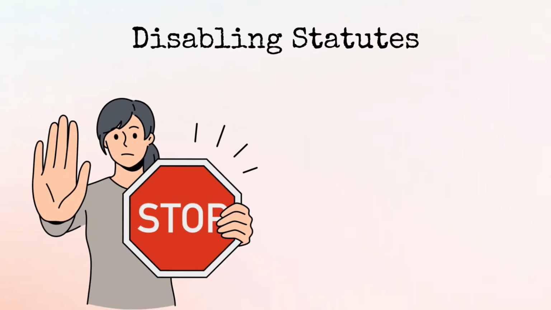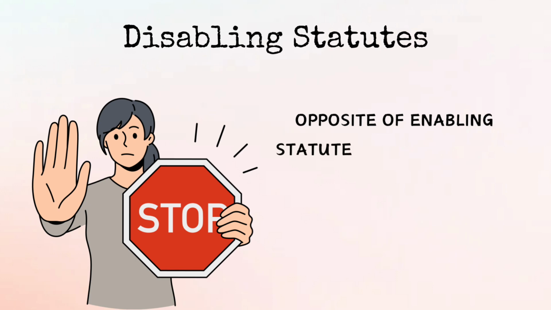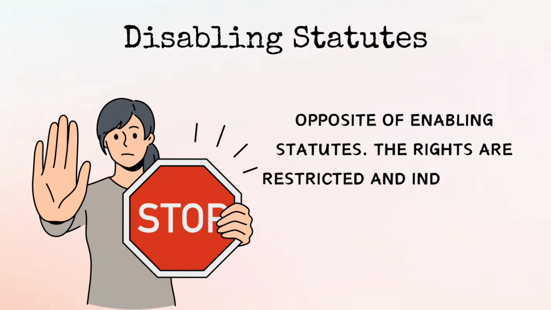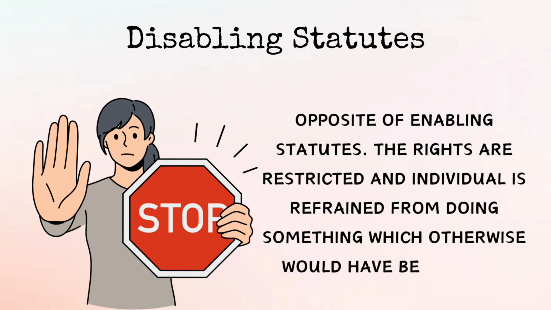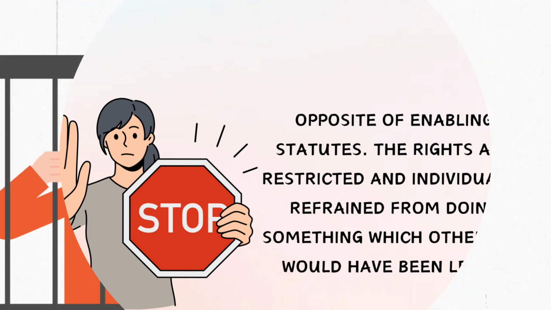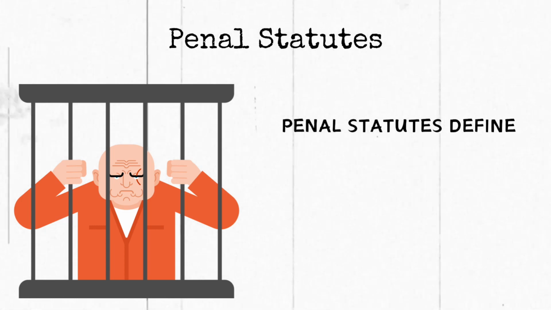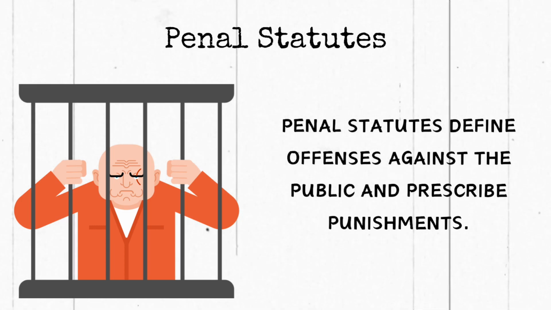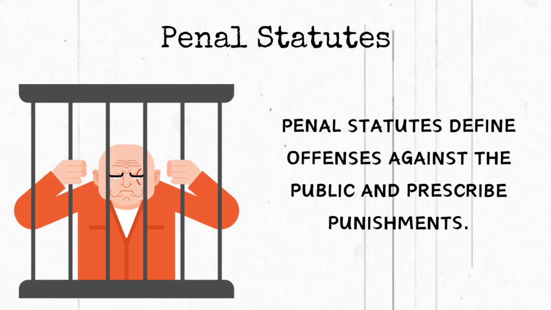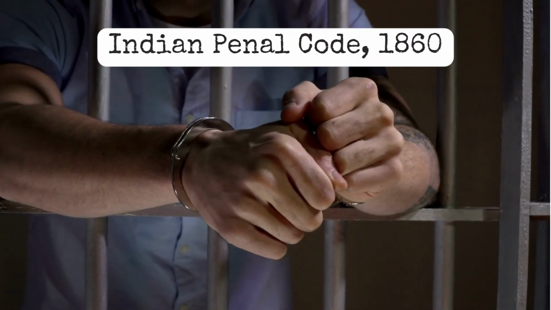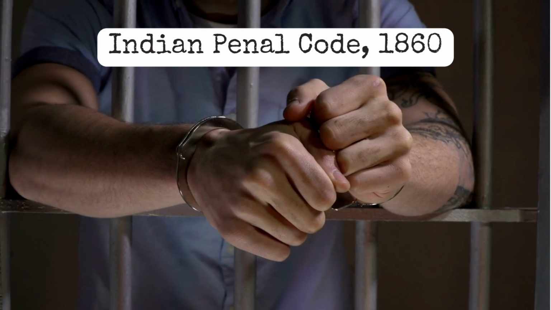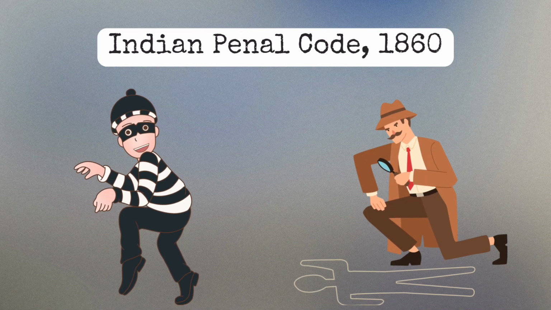Disabling statutes. It is the opposite of enabling statutes. Here the rights are restricted and an individual is refrained from doing something which otherwise would have been legal. Penal statutes. Penal statutes define offences against the public and prescribe punishments. For example, the Indian Penal Code 1860 includes penal statutes that define offences such as theft and murder, prescribing punishments for these criminal acts.